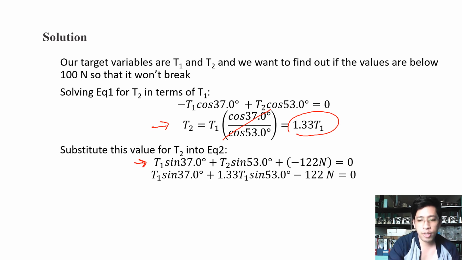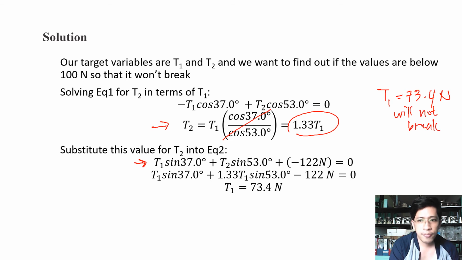So we can already solve this one. In solving using your calculators, we find that T1 is equal to 73.4 newtons. So we have your T1 is equal to 73.4 newtons. So that means your T1 or your cable 1 will not break. Okay.